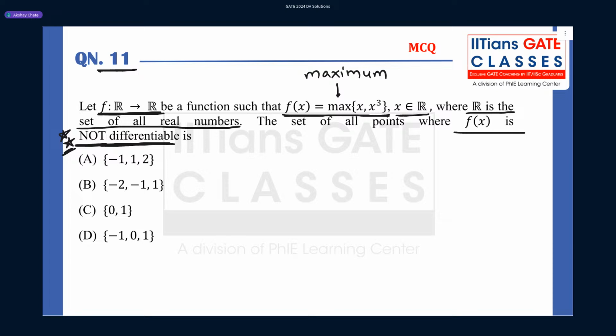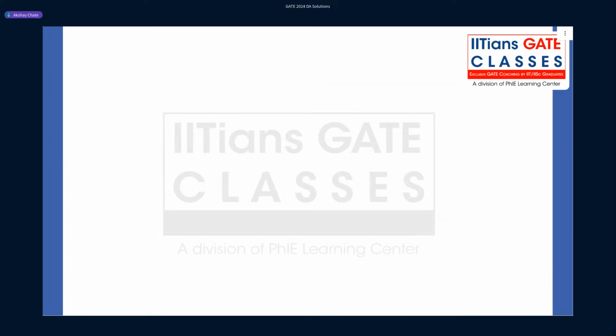There are four options, and each represents a set of numbers. That means we need to check at these x values whether f of x is differentiable or not. So let's first look at our function. f of x is given as max of x comma x cube. There are two ways to solve this question.